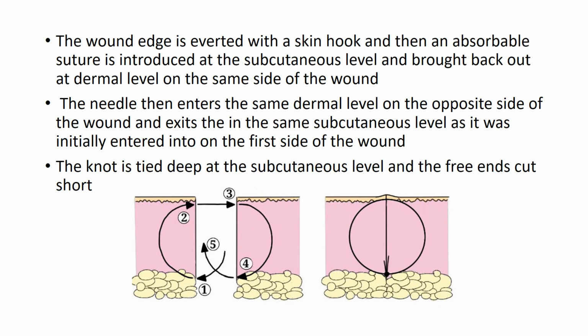Here we can see how we do a buried knot, buried suture. The wound edge is everted with a skin hook, and then an absorbable suture is introduced at the subcutaneous level and brought back out at the dermal level on the same side of the wound. The needle then enters the same dermal level on the opposite side of the wound and exits in the same subcutaneous level as it was initially entered on the first side of the wound.